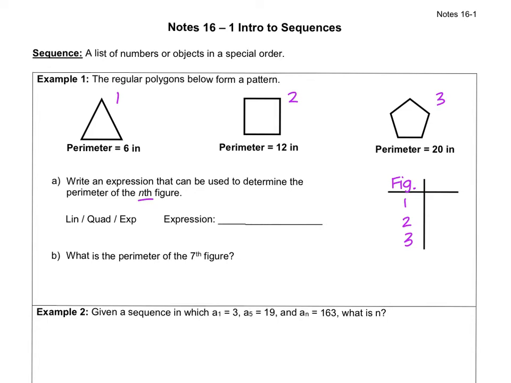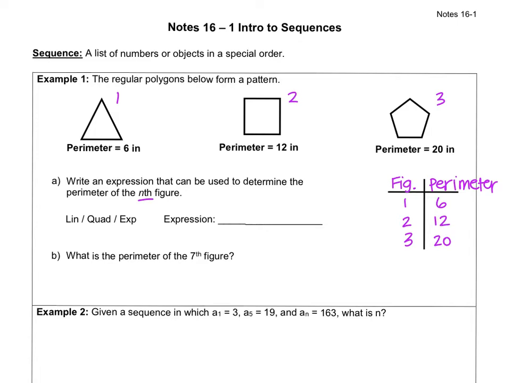Then the other information that I have is the perimeter. So the first figure had a perimeter of 6, the second one had a perimeter of 12, and the third had a perimeter of 20. And we just finished our regression unit, so we're going to use regression to figure out what kind of relationship this pattern has. Does it have a linear relationship or quadratic or exponential?